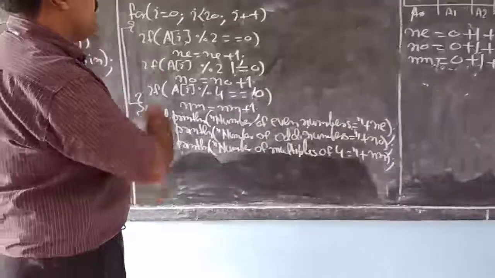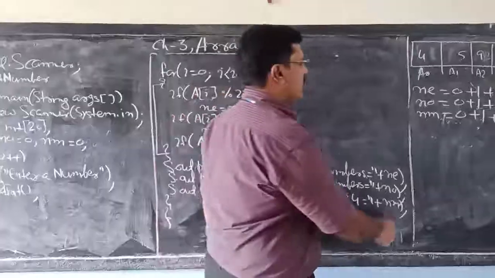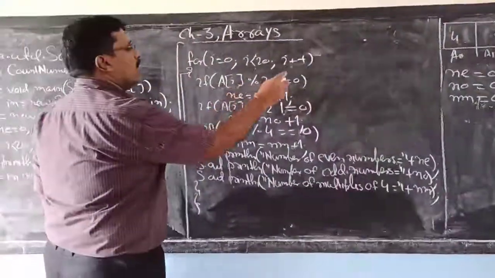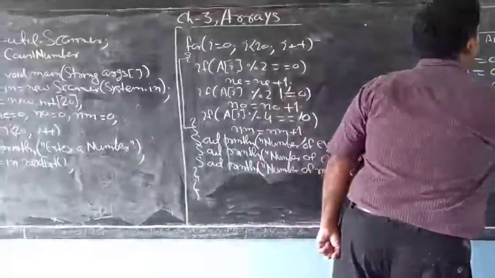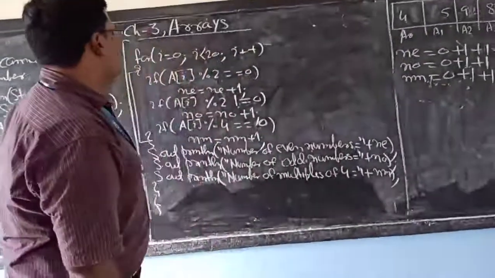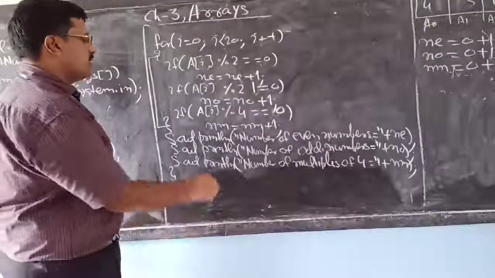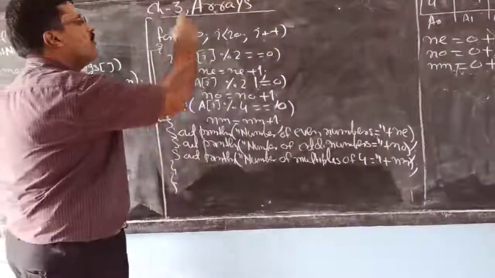Again go for the next time. Next time will be 4. A4 plus is 6. So divide 6 by 2, remainder equal to 0. Yes. So ne plus 1. Again come, 6 modulus 2, remainder is not equal to 0, condition is false. 6 modulus 4, remainder equal to 0? No. Condition false. Again go for the next time.